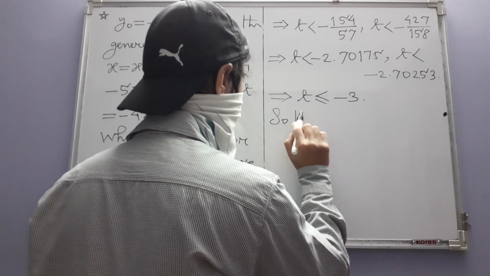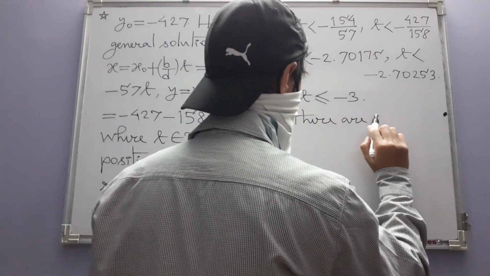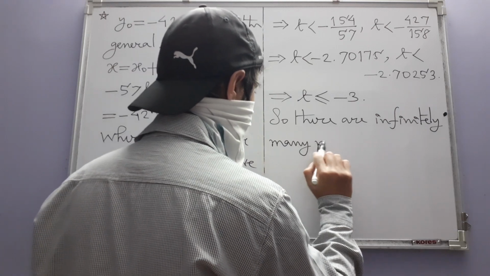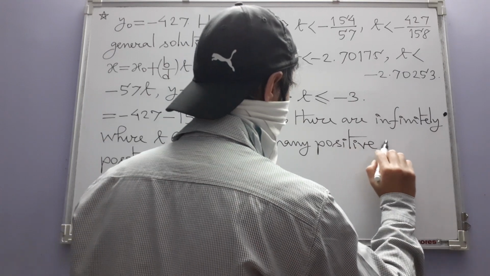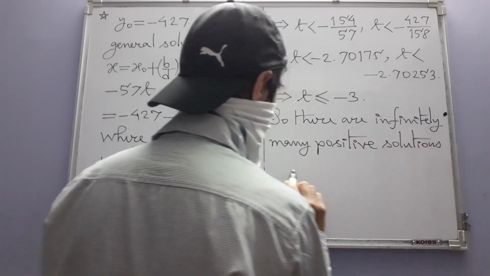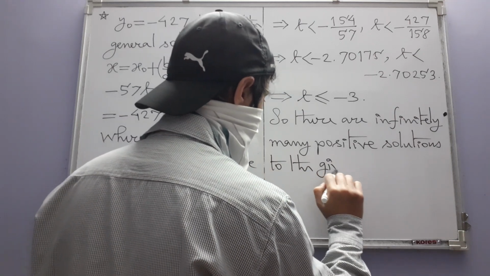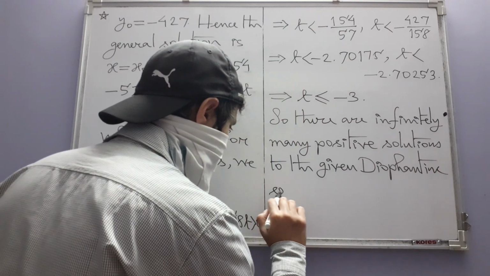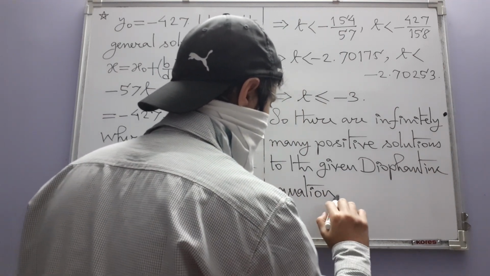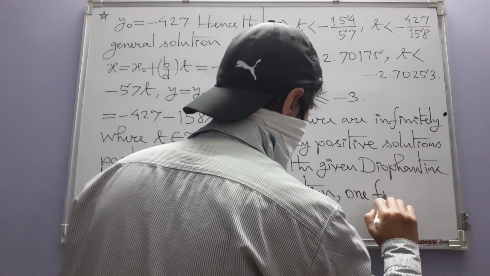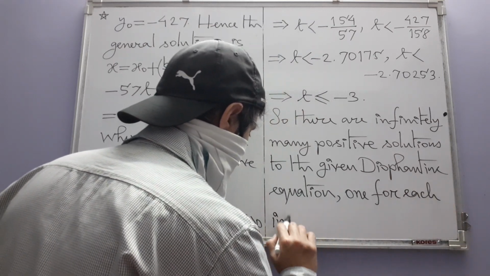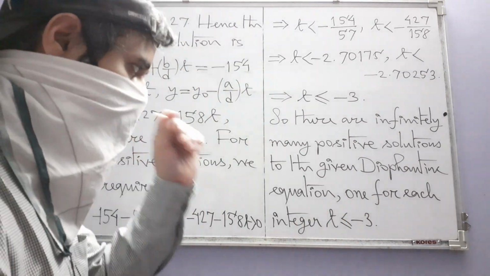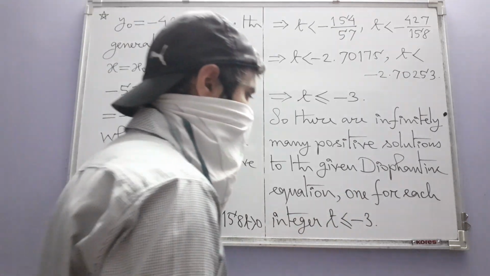So there are infinitely many positive solutions to the given Diophantine equation, one for each integer t less than or equal to minus 3, and there is of course no point trying to find out each one because there are infinitely many. So that's where the solution ends.